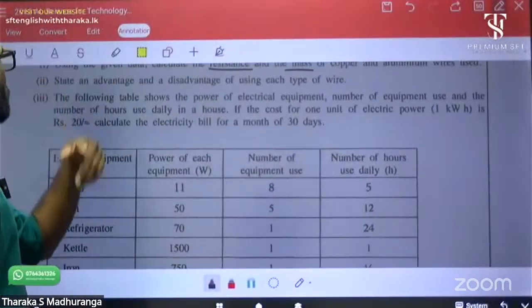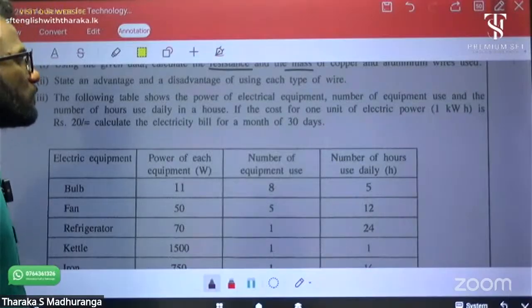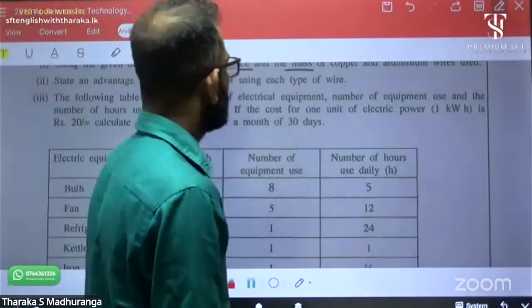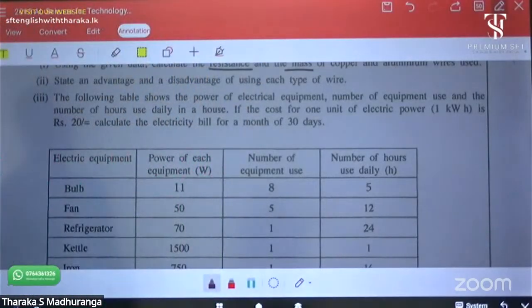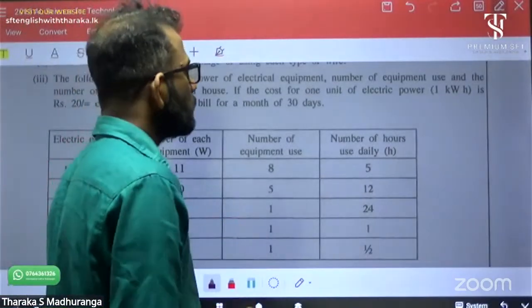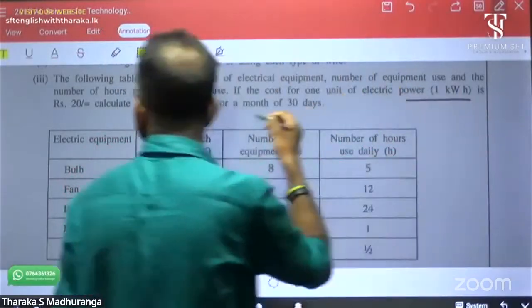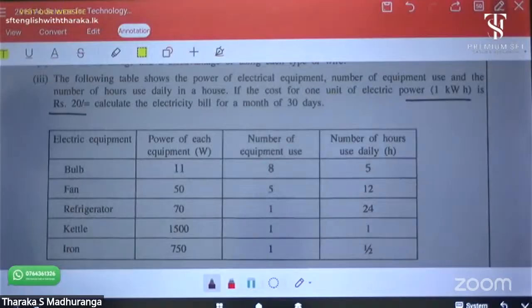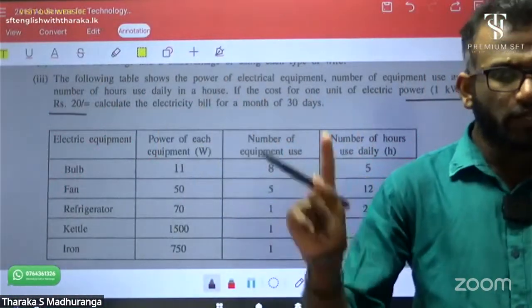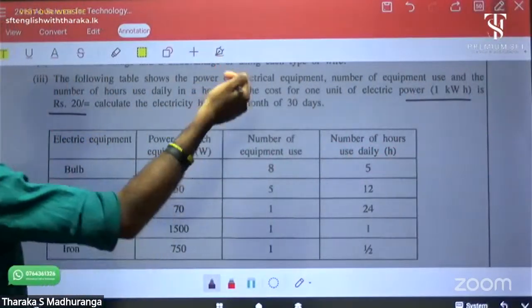Okay, second part done. The following table shows the power of electric equipment, the number of equipment used and the number of hours used daily in houses. If the cost for 1 unit of electric power, that means 1 kWh, is 20 rupees. Last day I explained one electric unit, 1 kilowatt hour. That is 20 rupees. Calculate.